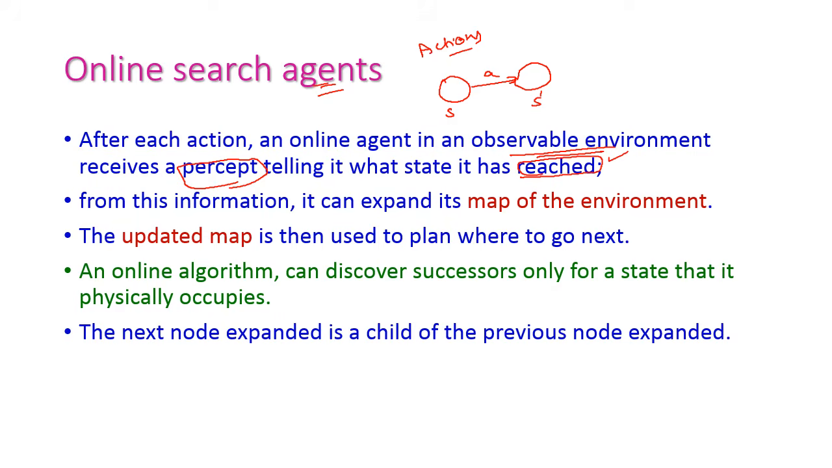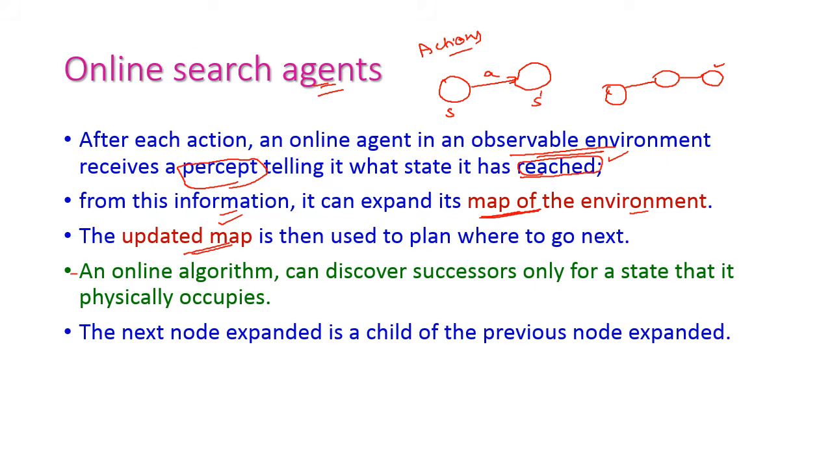So from this information it can expand its map of the environment. From this state, what action do we need to perform to reach the next state? From here, which action do we need to select to reach the next state? Likewise, it can expand the map of the environment and update it with every action. After every action the map will be updated.